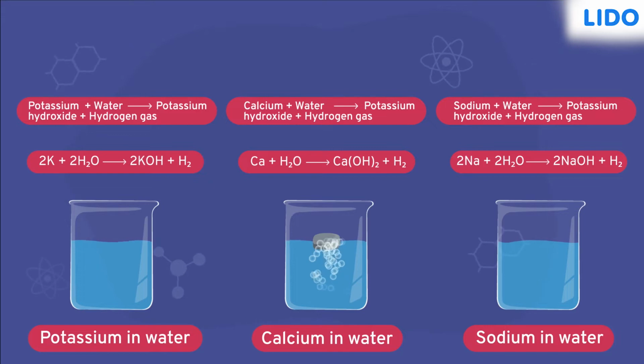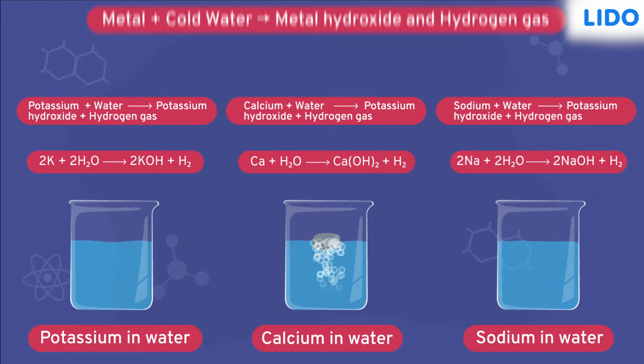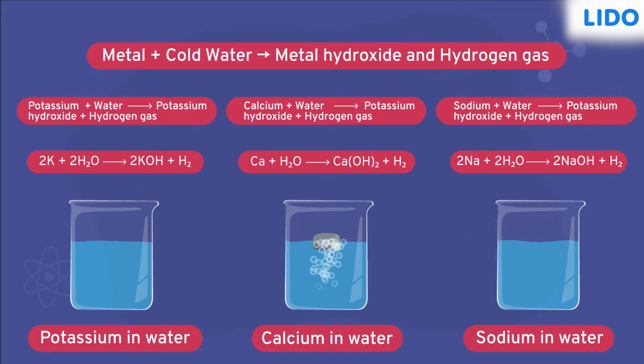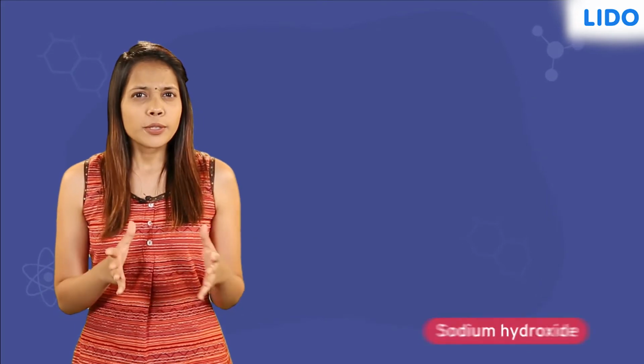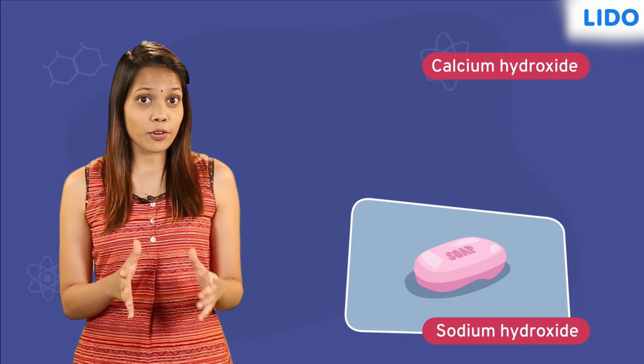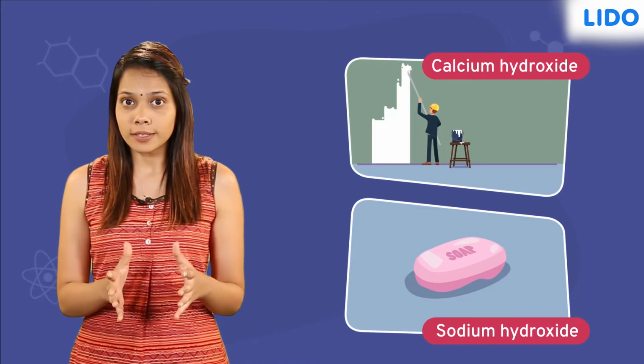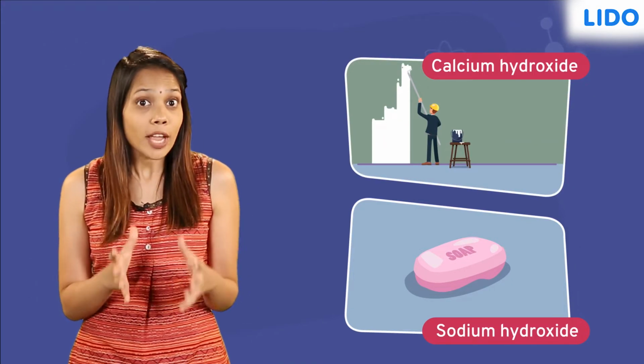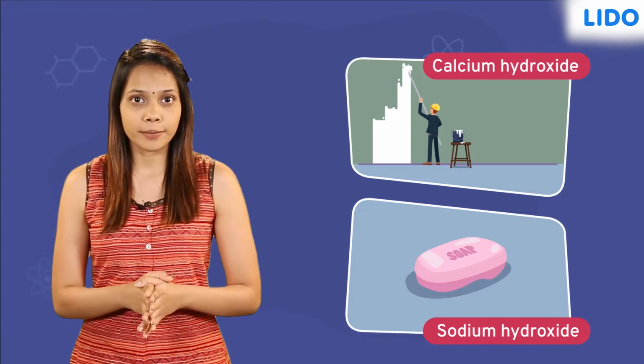We've seen that metals react with cold water to form metal hydroxide and hydrogen gas. Metal hydroxides have various industrial uses. Sodium hydroxide is used to make soaps, while calcium hydroxide is applied on walls to give them a smooth, shiny finish before they are painted.